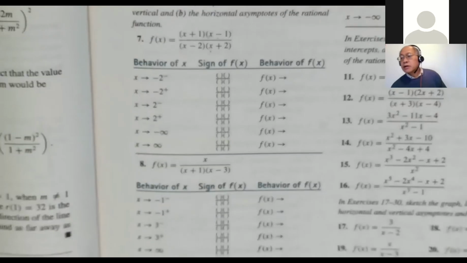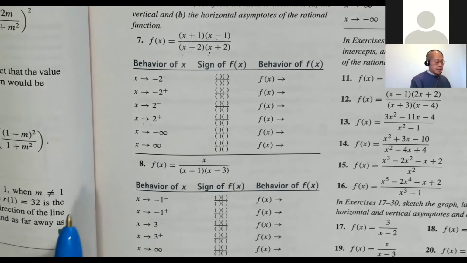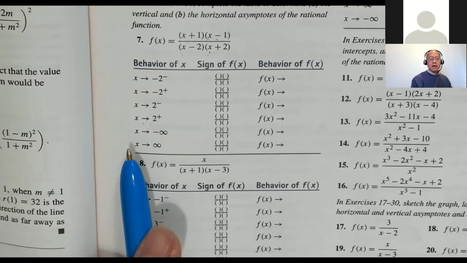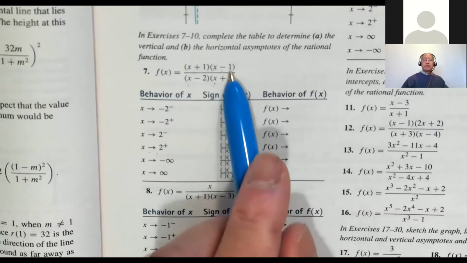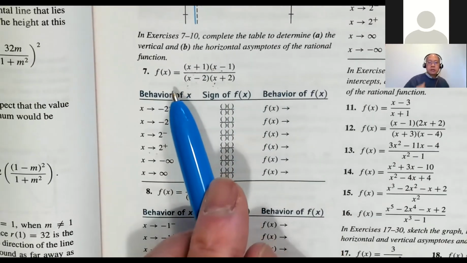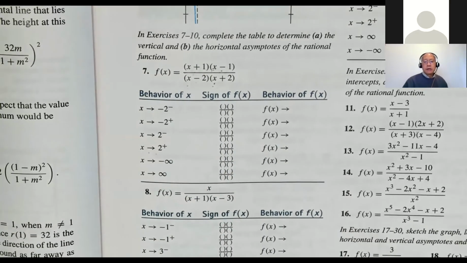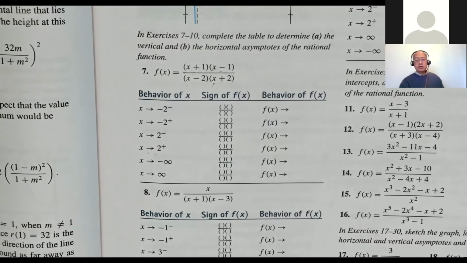All right, how do you do something like number 7? So let's see, what time is it? It's only 9:35. I was going to do number 7 and maybe stop there. Okay, it looks kind of scary, but it is something that we've attacked before, hopefully. Complete the table to determine the vertical and horizontal asymptotes of the rational function, and so on. Okay, so how do you do that? I'll show you that.